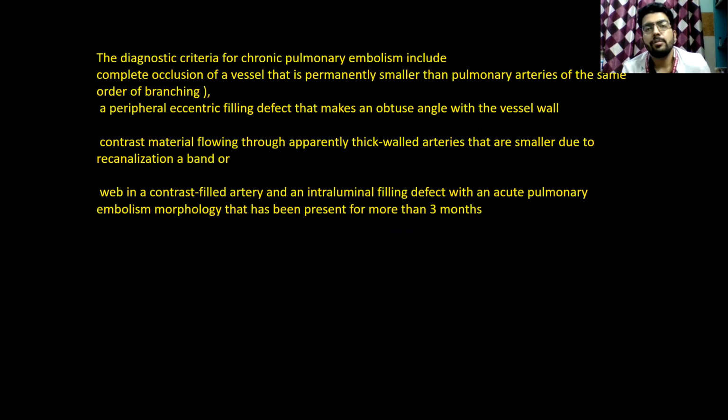The diagnostic criteria for chronic pulmonary embolism include complete occlusion of a vessel that is permanently smaller than pulmonary arteries of the same order of branching. Contrast material flowing through apparently thick walled arteries that are smaller due to recanalization, and a web in a contrast filled artery and an intraluminal filling defect.